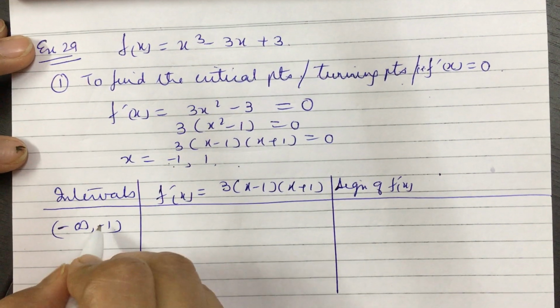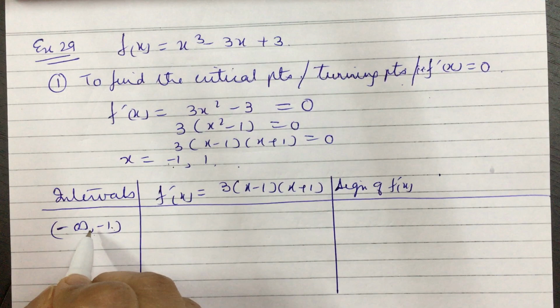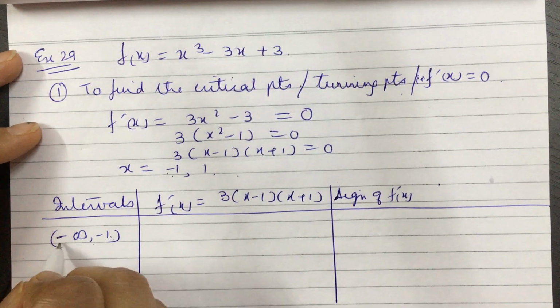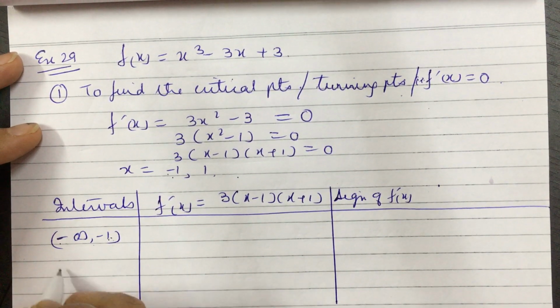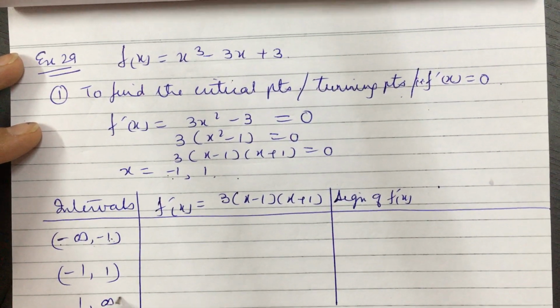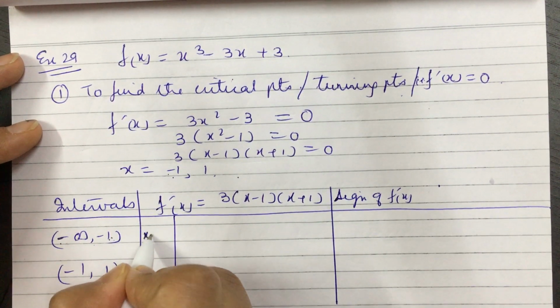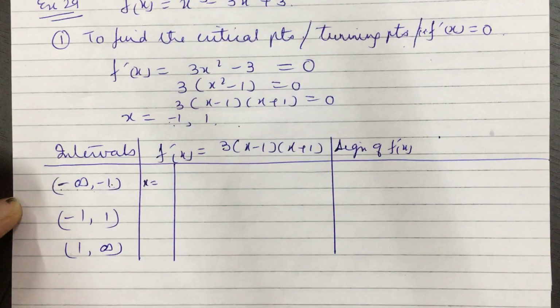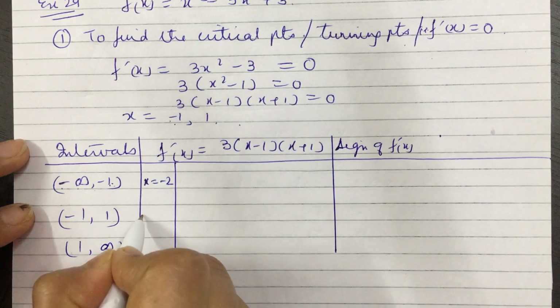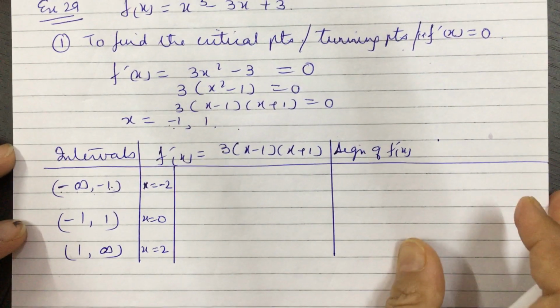Okay. Now, what do we have? First of all, we take the intervals from minus infinity to minus 1, then minus 1 to 1, and then 1 to infinity. And how do we check the nature? First of all, we take a point lying in each interval. So let us take minus 2 here, 0 in this one, and 2 in this one.